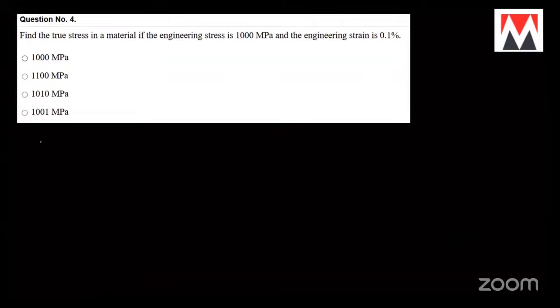Very good. You have true stress equal to engineering stress into 1 plus e. So 1000 into 1 plus, what is this engineering strain? 0.1 by 100. So it is 1000 into 1 plus 0.001. So it is 1001. Very good.